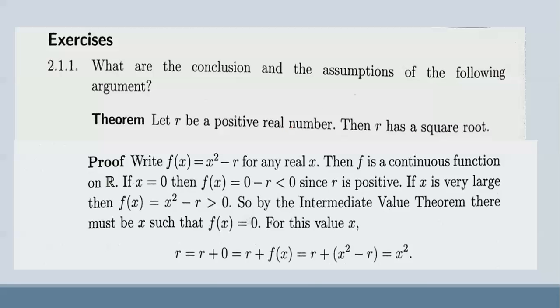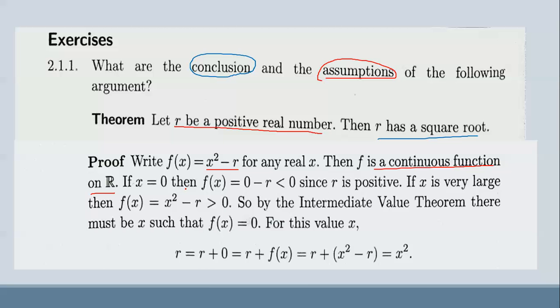So I'm going to make the assumptions in red, and the conclusions in blue. So the conclusion is going to be r has a square root. The assumptions we'll make in red. The first one we have "let": r is a positive real number. That's going to be our first assumption. Then it says, write f of x equals x squared minus r for any real x. So that shows that f is a continuous function on R. So our next one is going to be that f of x, x squared minus r, is a continuous function on R.